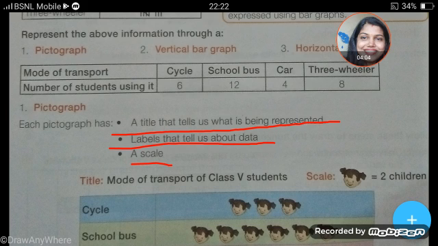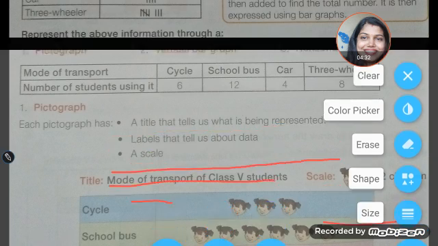Scale is very important, where you show the number of things represented by a symbol, or picture, the quantity of a particular thing or person, depending on the data. Here it is students, so the scale is a girl child, or a child, which represents two children. Okay, so let us see more about this.